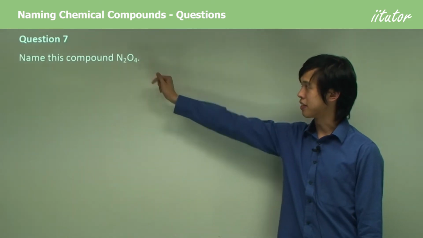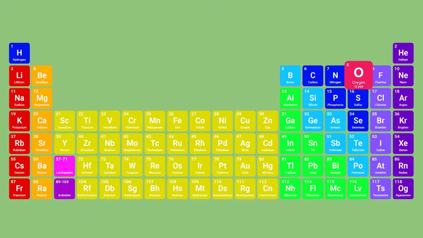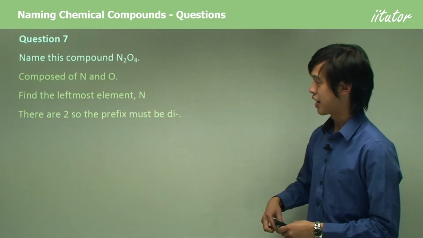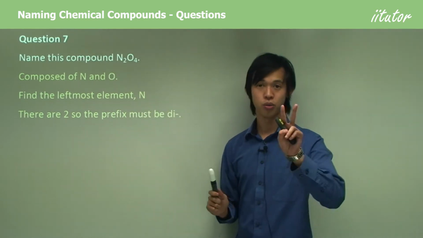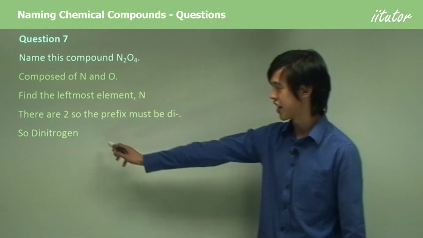Okay, what about naming this compound? So it's composed of N and O. Now, if you look on your periodic table, they should be sitting right next to each other. And the leftmost one will be nitrogen. And so there are 2 of these nitrogens, right? We say dinitrogen. Di is the prefix we use for 2. So we've got dinitrogen here.